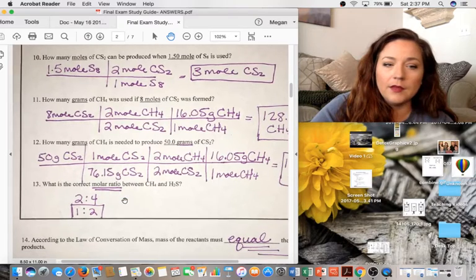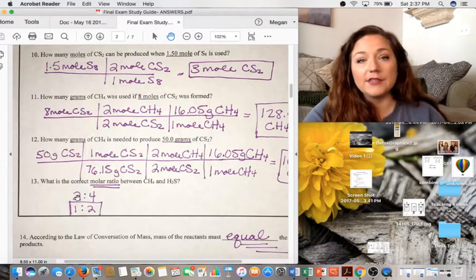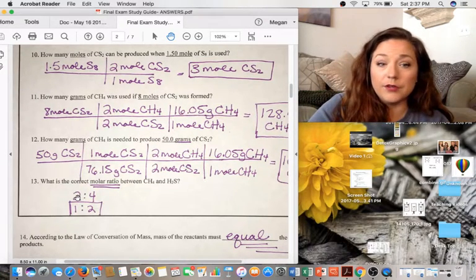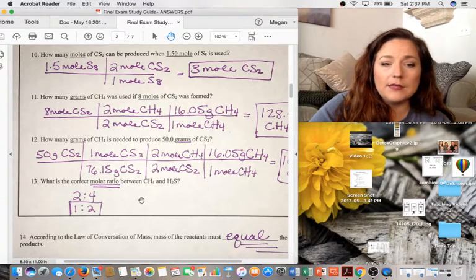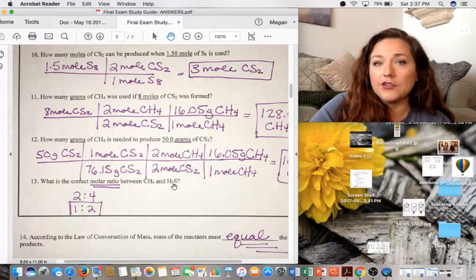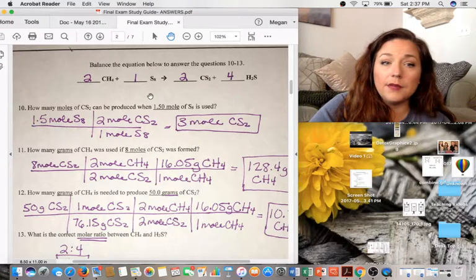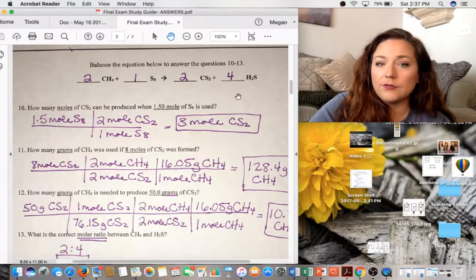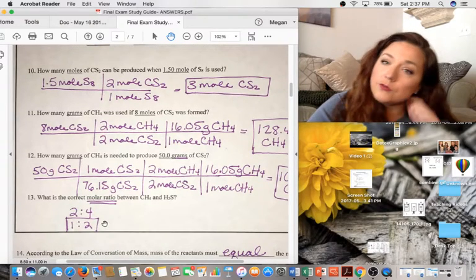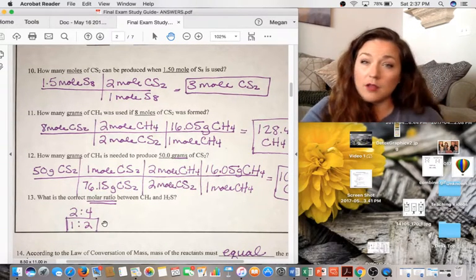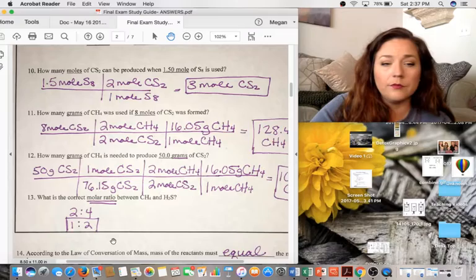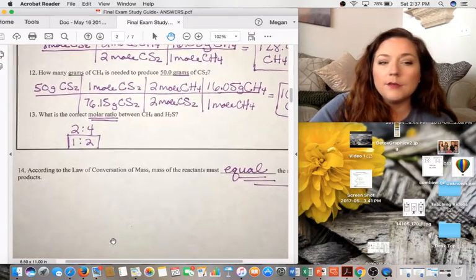Now, number 13 is just asking you for the mole ratio. It's asking for CH4 and H2S. So I look up here. CH4 has a 2. H2S has a 4. So it has a 2 to 4 ratio, which I could make smaller to a 1 to 2 ratio.